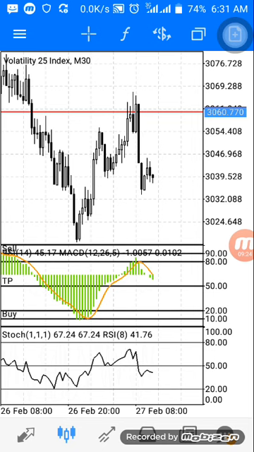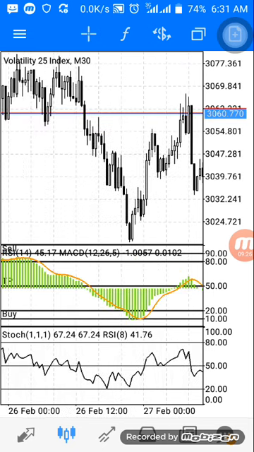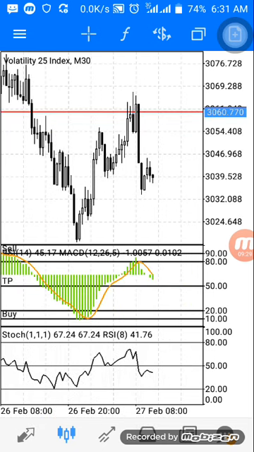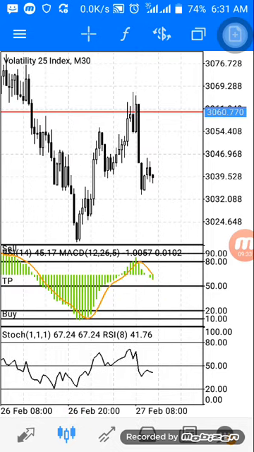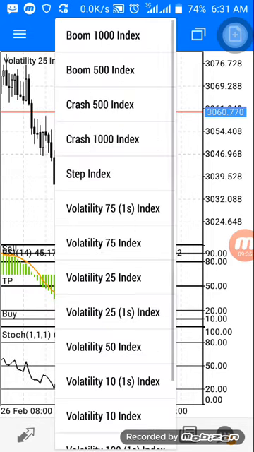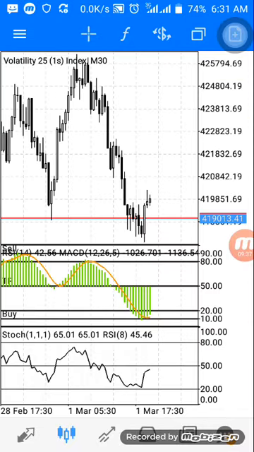Okay, let's check V25. This one is hanging. Let's check on that one as well. 25x. So I took this trade yesterday.